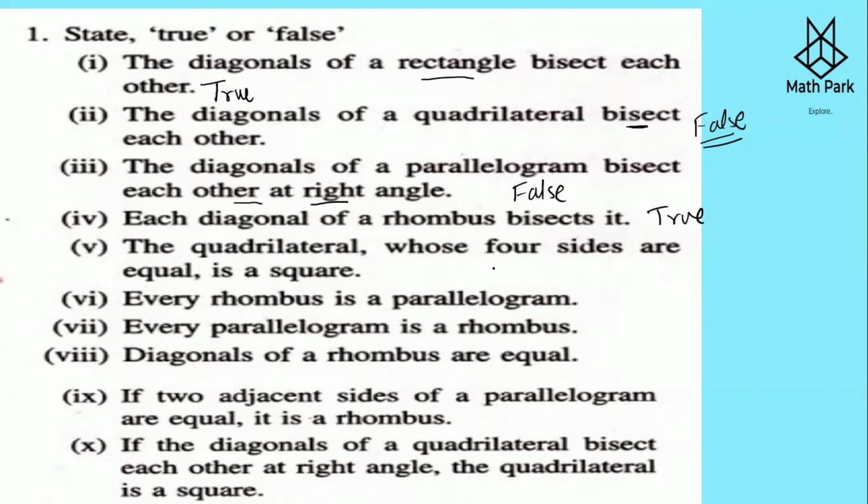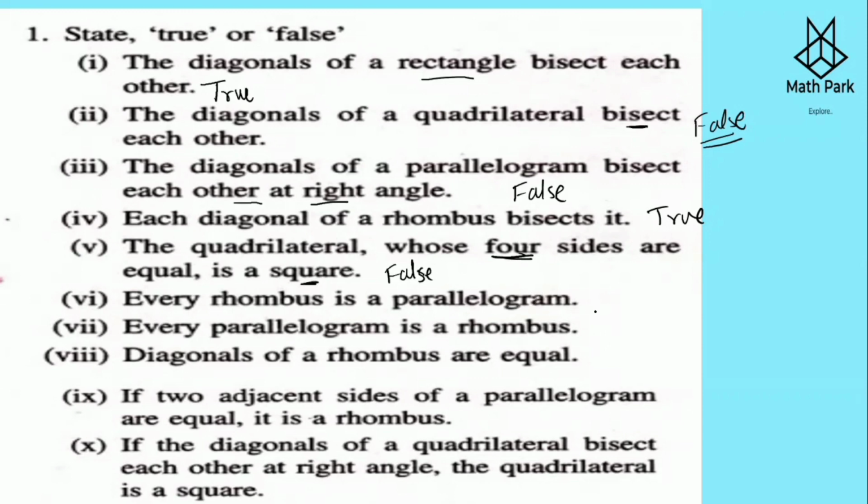The quadrilateral whose four sides are equal is a square is again a false statement because it could also be a rhombus. So with four sides equal, there are two quadrilaterals, one is a square and the other a rhombus. But they have said here it is a square, which cannot be assumed. It could also be a rhombus. So that is why this is a false statement.